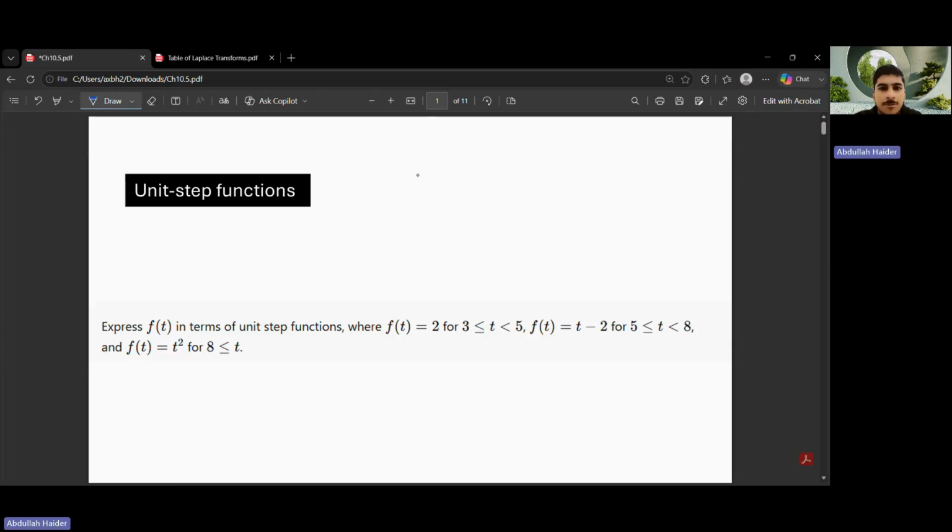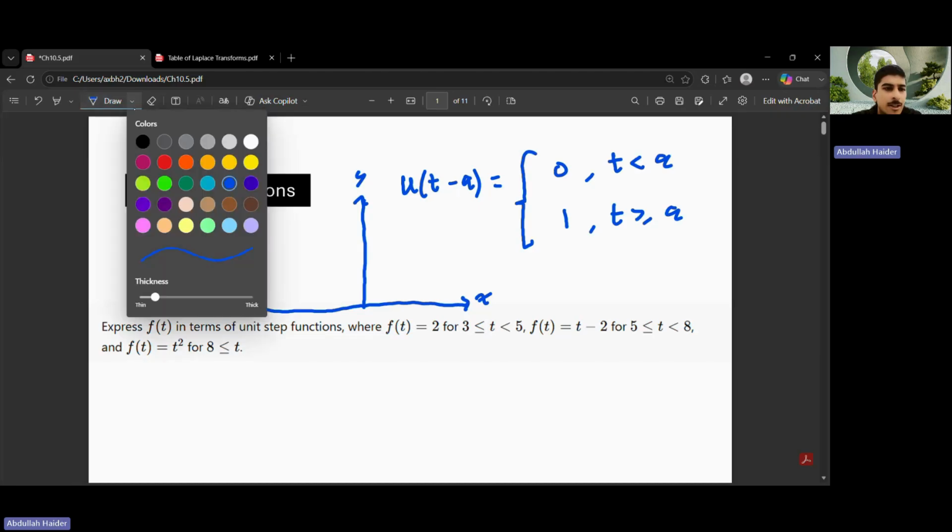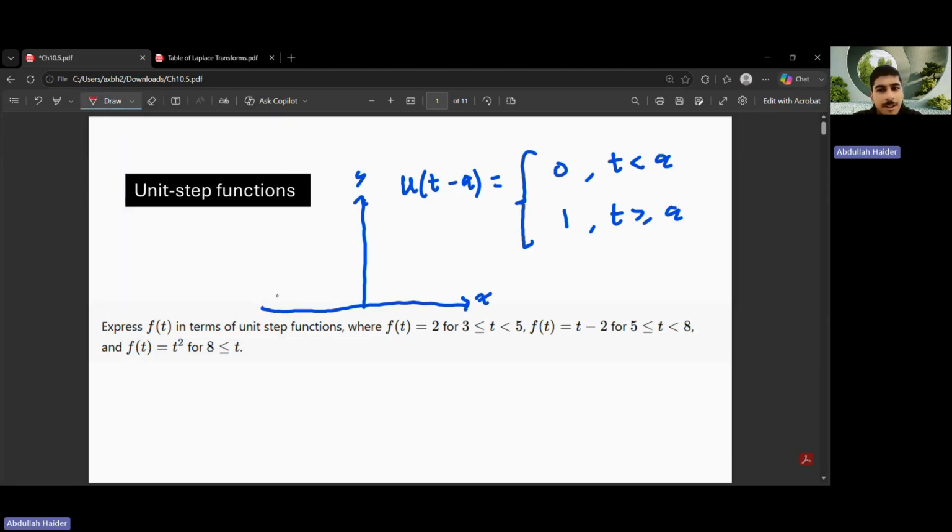So basically in unit step functions you have something like u(t minus a) is equal to 0 for t less than a, and 1 for t greater than or equal to a, meaning I have a step between two functions, 0 and 1. If I want to represent this as a graph, assume we have something like this. This is 0, 1, this is 0, x, and let's say I take my a to be the origin here.